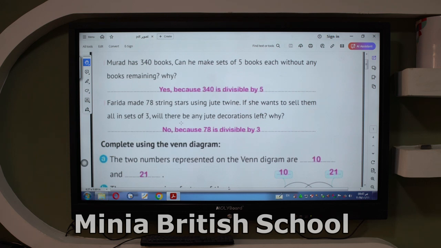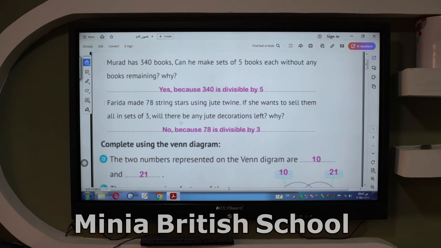Okay, to know 340 divisible by 5 or no, look to the ones place. Ones place to be divisible by 5 has to be 0 or 5. Here ones place is 0, then 340 divisible by 5. Yes, because 340 divisible by 5.